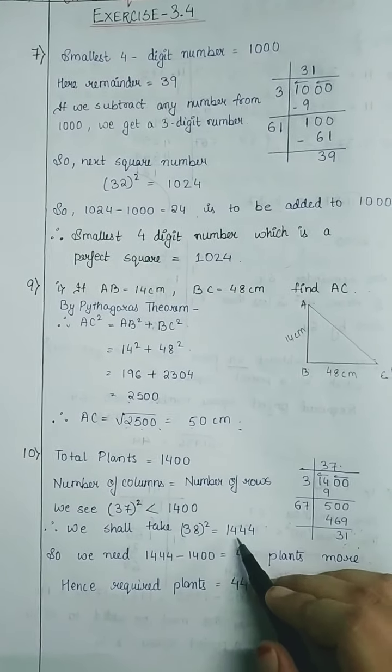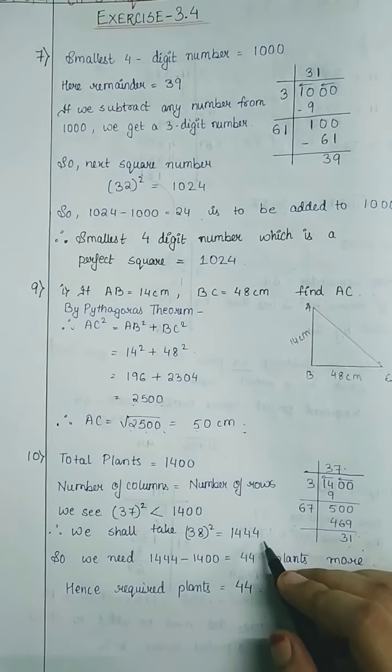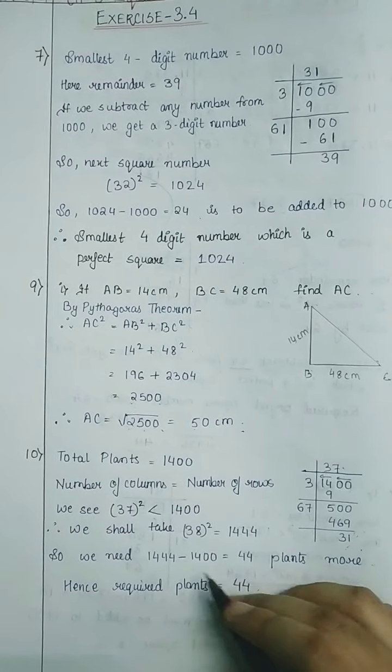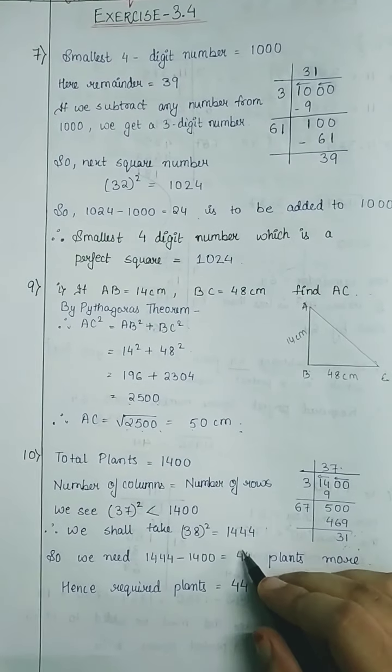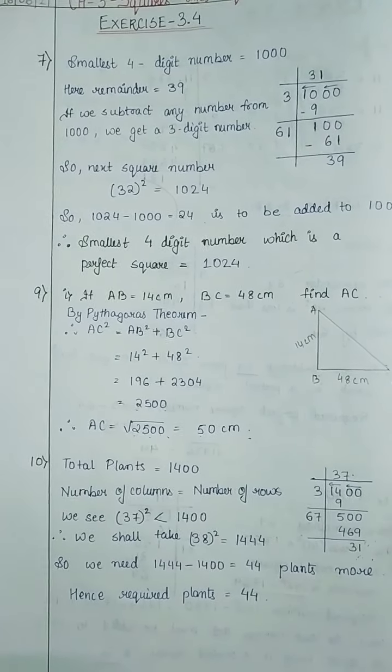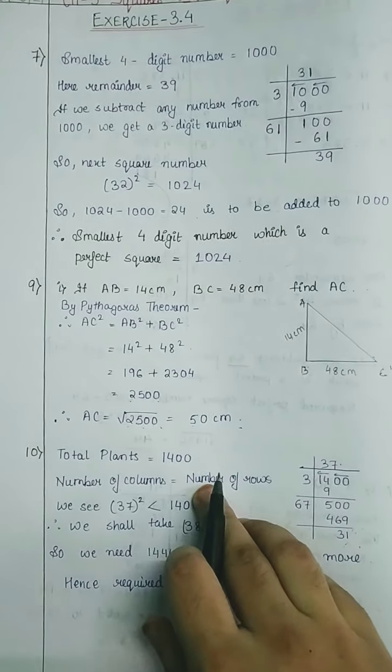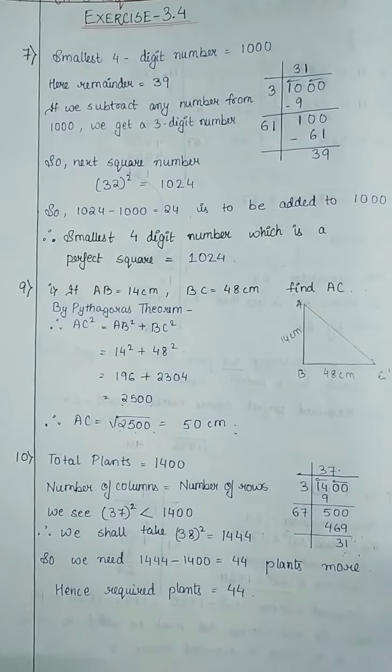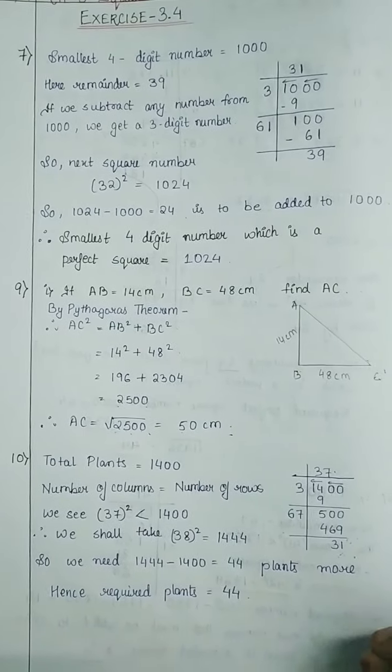So that will give you 1444. Now 1444 minus 1400 is equal to 44 plants. So how many more plants do we require to make the number of columns and the number of rows equal? That will be 44 plants.